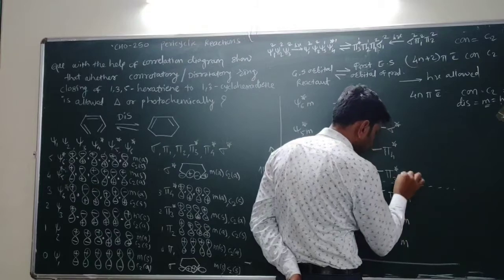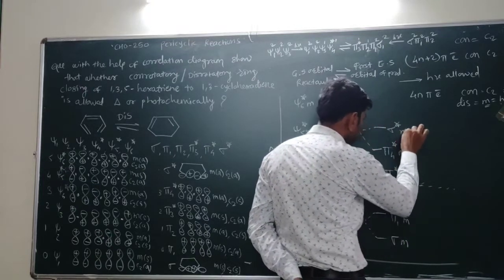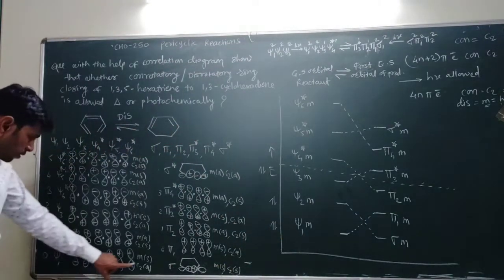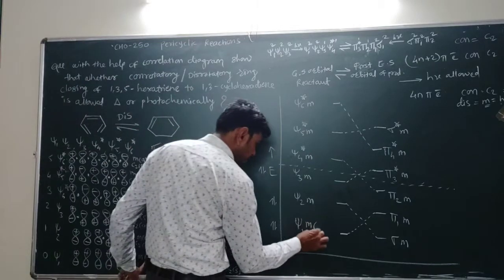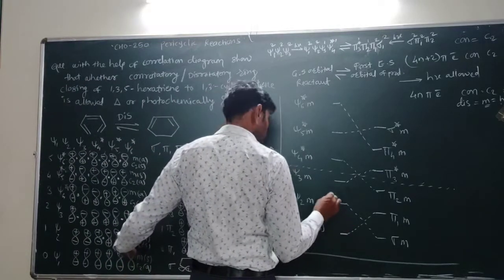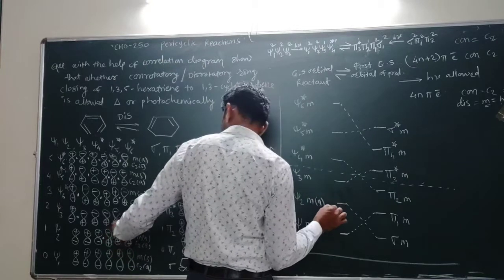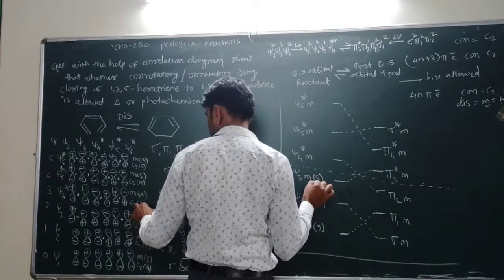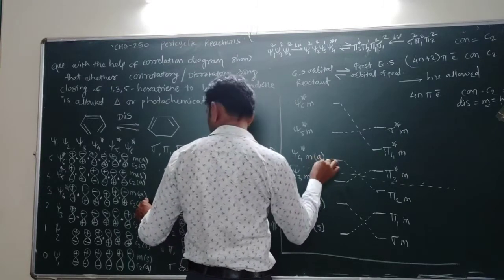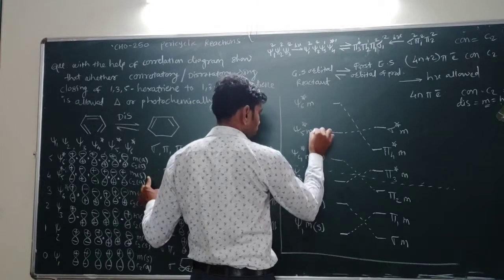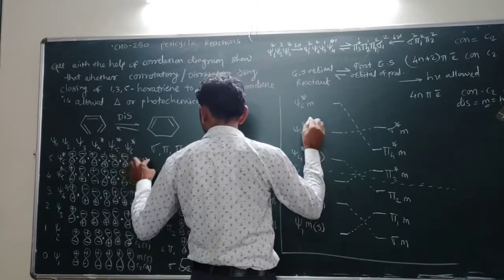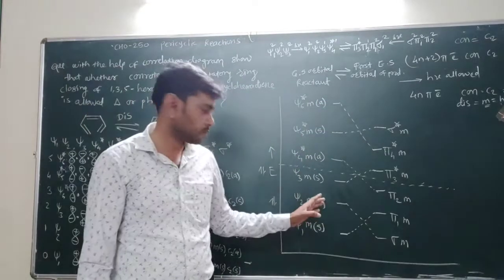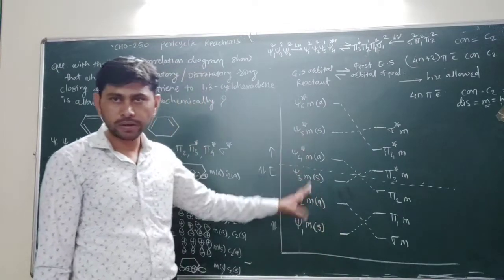We have to find out whether each orbital is symmetric with respect to the mirror plane or not. For psi1, M is symmetric. For psi2, M asymmetric. For psi3, M symmetric. For psi4 star, M asymmetric. For psi5 star, M symmetric, and for psi6 star, M asymmetric. So these are the M symmetries for the reactant orbitals.